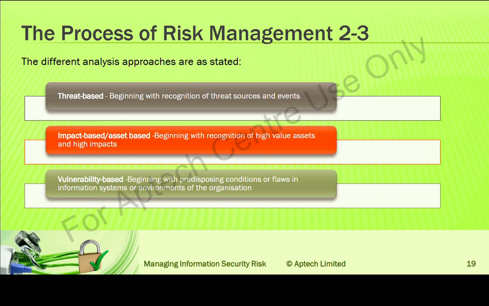This way we are going to classify all this kind of assets and data. Now, the asset that is of value and has high impact if they exploit it is another one, and we are going to look at it too. And number three, which is vulnerability based, begins with your predisposing condition or flaws in the information system or environment of the organization. Now we can have perimeter vulnerability.